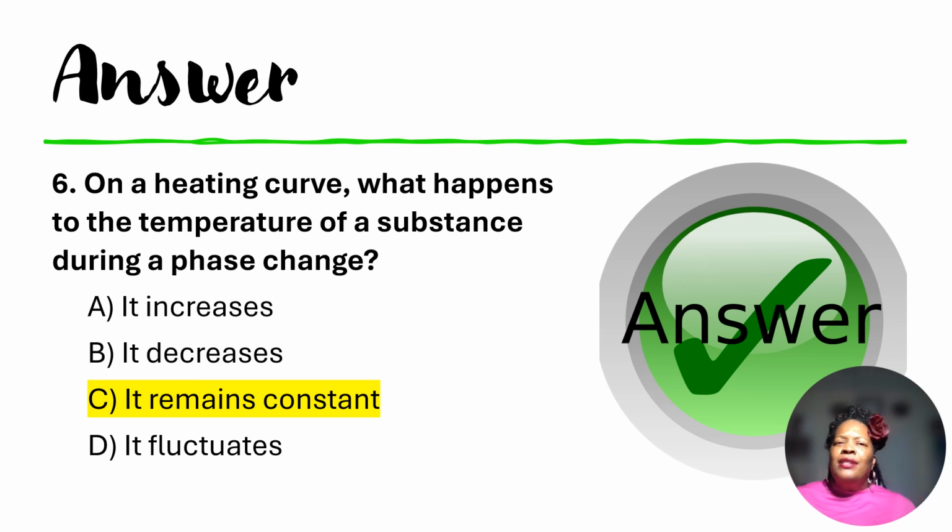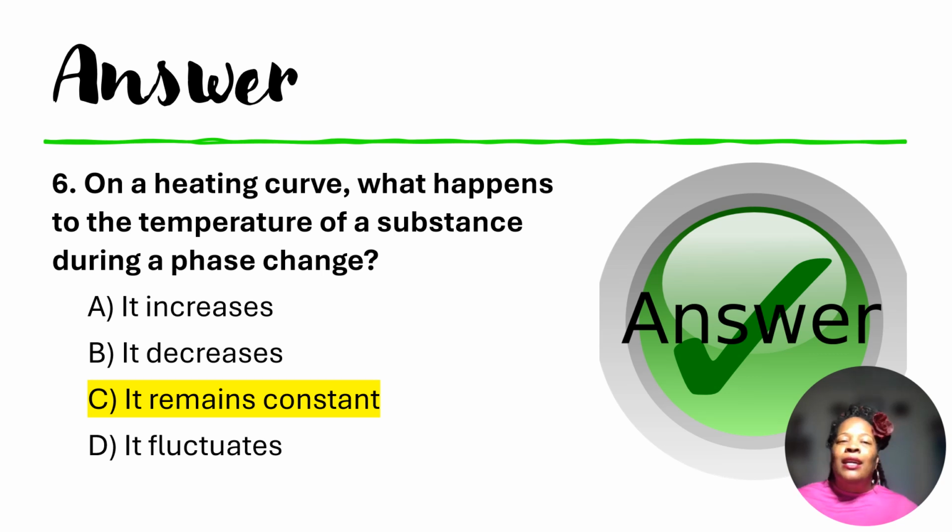A, it increases. This is incorrect because during a phase change, the temperature does not increase. The added energy is used to change the phase by breaking bonds, not to increase kinetic energy. B, it decreases. This is incorrect as well because during a heating process, energy is being added to the system. The temperature cannot decrease while energy is being continuously supplied.